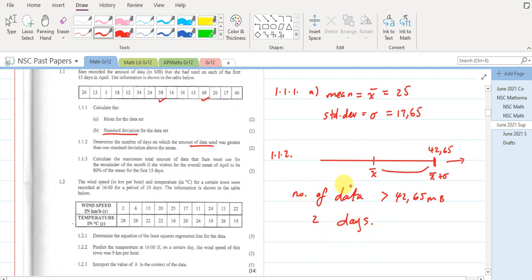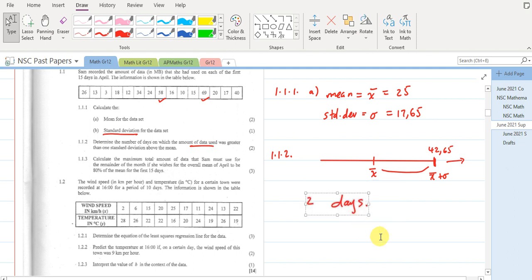Yes, so basically there's two number of, yeah, it won't be appropriate to say, just look for values, don't say this, you don't have to write this out, just say 2 days, it's fine, take this out. So we'll just say 2 days, because we have found 58 and 69 which is above 42.65.